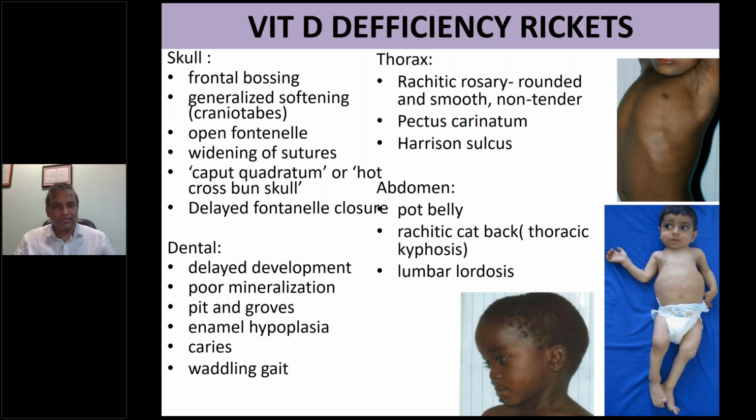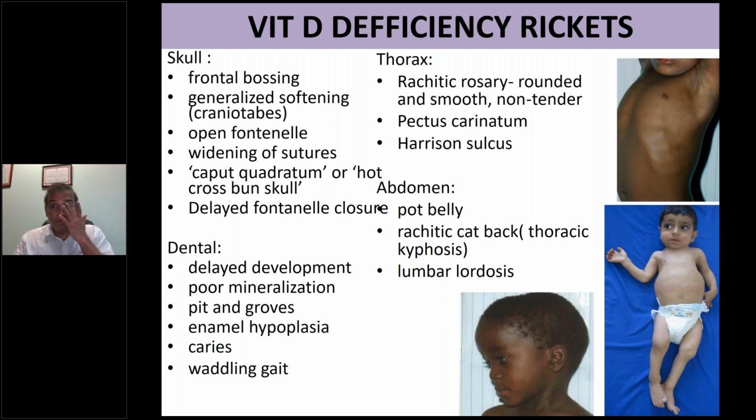Late fontanelle closure. In the teeth, we have late dentition, poor mineralization, pitting and grooves on the teeth, hypoplasia of enamel, early caries, and waddling gait. The gait is waddling because of two things. There can be a proximal myopathy, which is a quite common cause of waddling gait, and second can be coxa vara, which is also a deformity in the hip, causing this waddling gait.